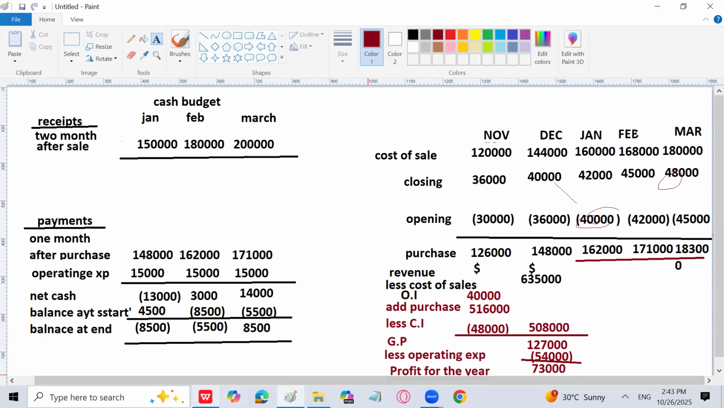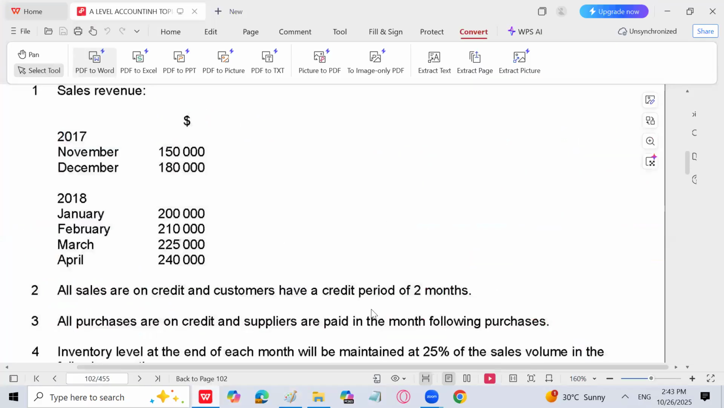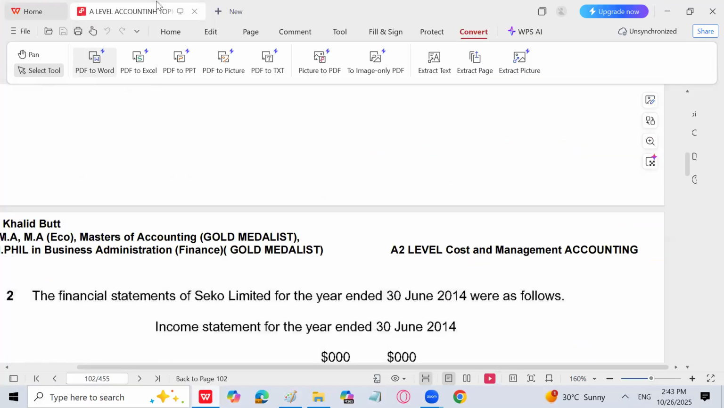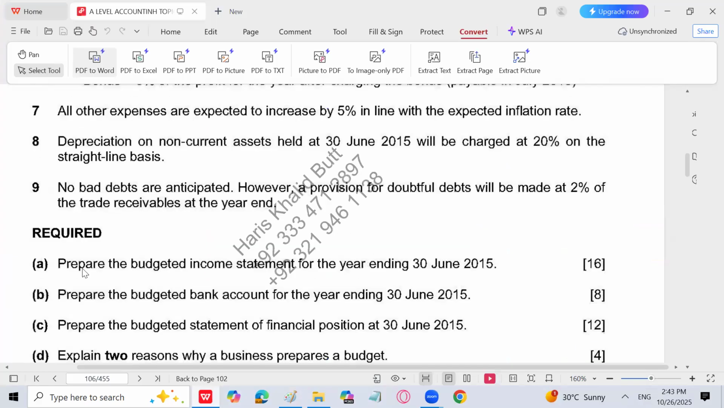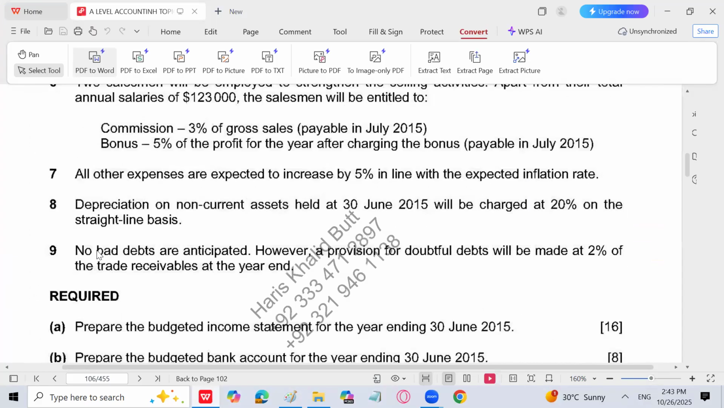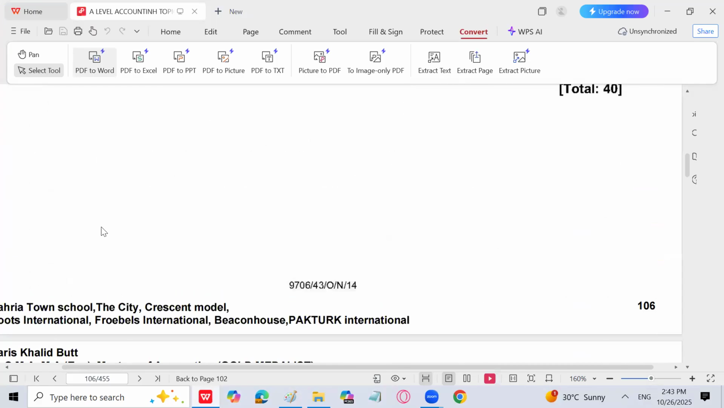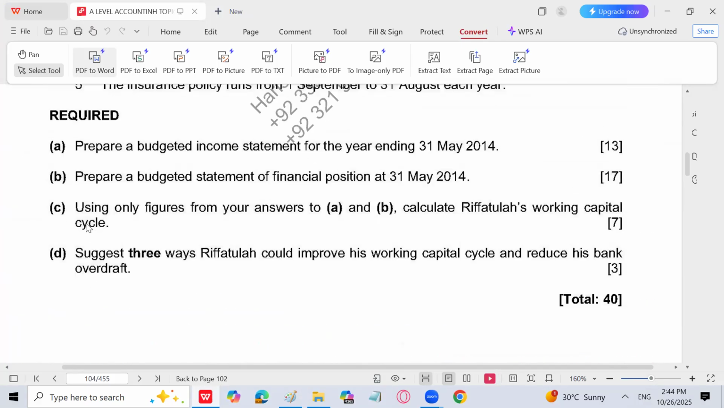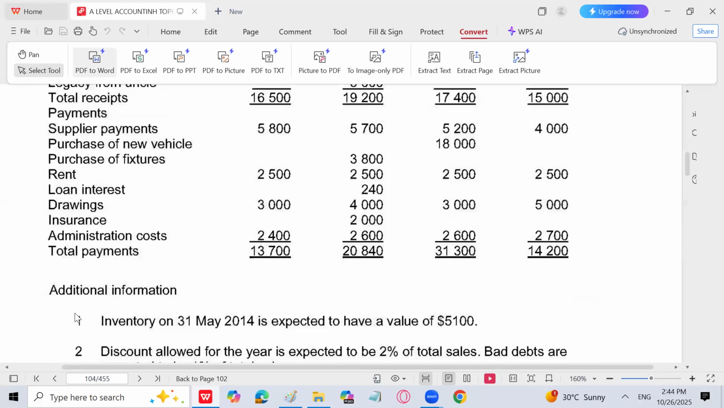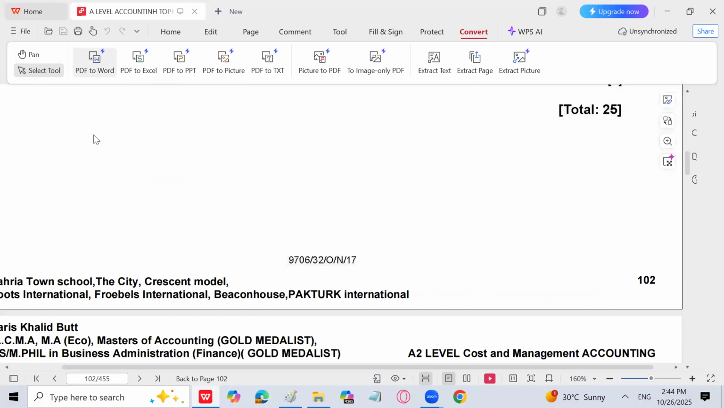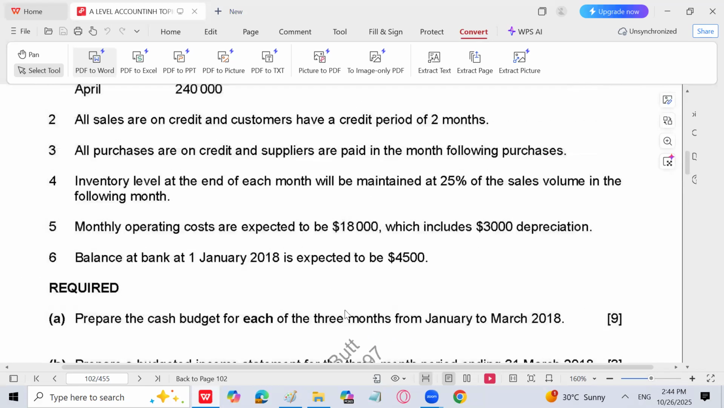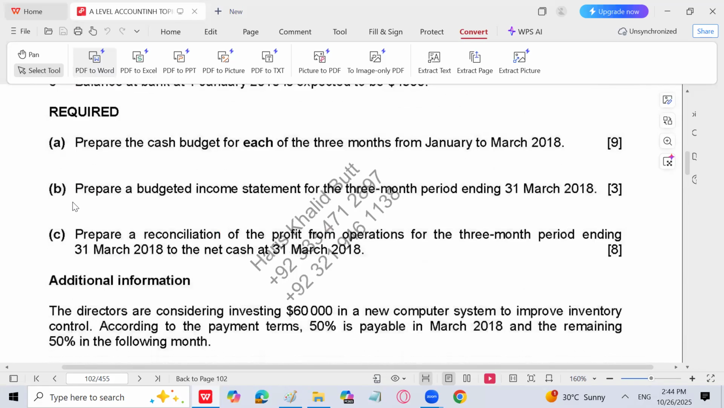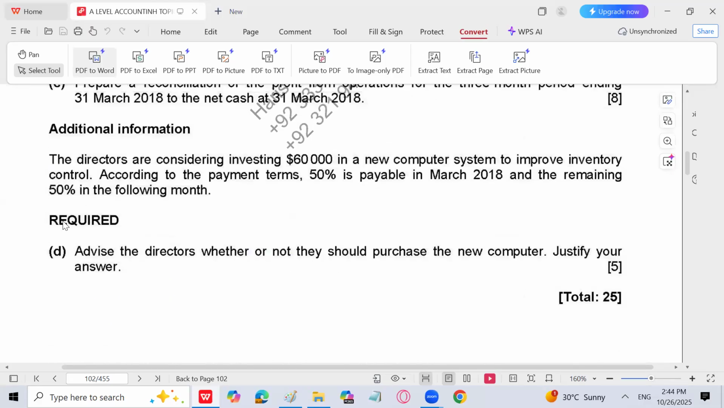Sir, operating expenses, why have you taken 54,000 in operating expenses? We have operating expenses of 18,000, my dear, including depreciation. So I have to add all of them up. Here it is. 18 into 3, 54,000. So we are done with this particular point.